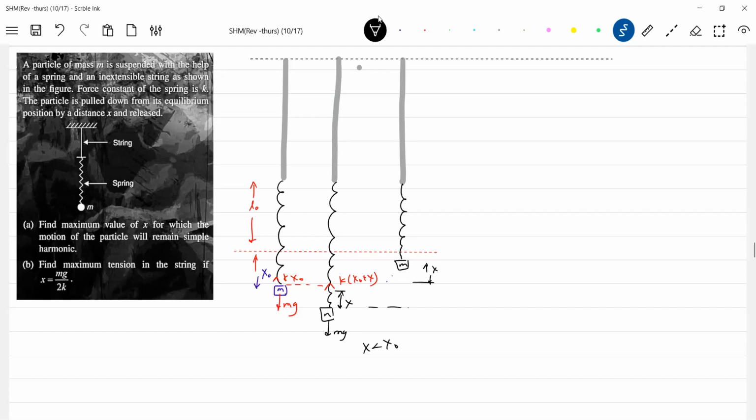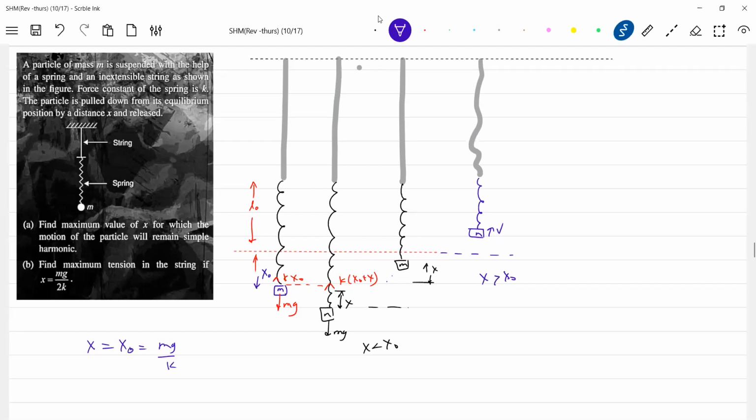If it becomes more than X naught, then what will happen to the string? It will become slack. If X is greater than X naught, it will cross this line. Maximum permitted value is, the spring should be relaxed here. So X is equal to X naught. Maximum permitted value of X will be X naught.